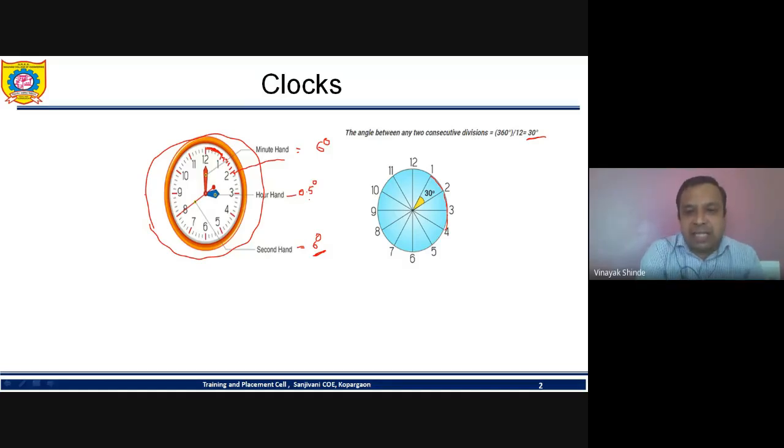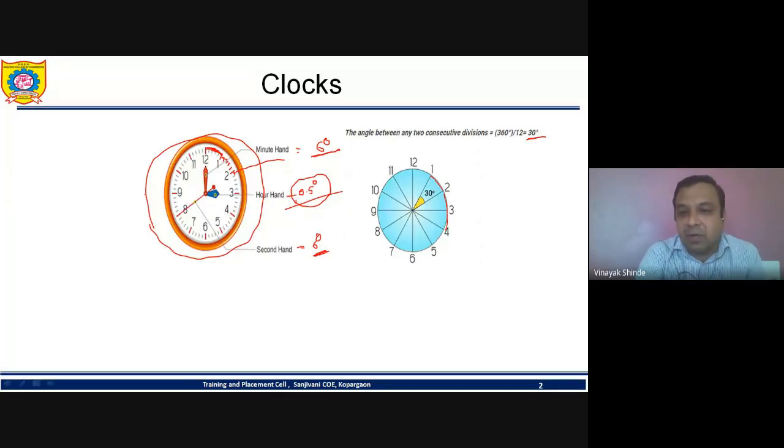0.5 degree. How much is the angle traveled by the hour hand? It is 0.5 degree. When 1 minute is completed by the minute hand, it completes 6 degree. When the second hand completes 1 second, it travels 6 degree. And in 1 minute, the hour hand travels 0.5 degree. These are the specifications of the minute hand, hour hand, and second hand.